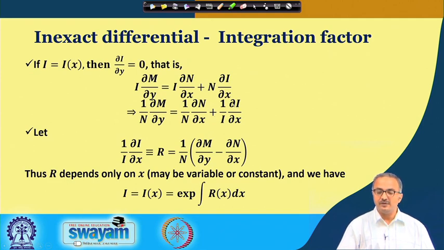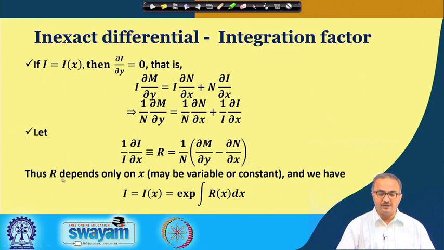And now we keep this particular term on one side and take the other term on the other side. What we find by doing this arrangement is that (1/I) ∂I/∂x becomes purely a function of x, and that we are calling R, and this R is nothing but (1/N)(∂M/∂y minus ∂N/∂x). Now, because this is a function of only x, that means this whole term should also be a function of only x.